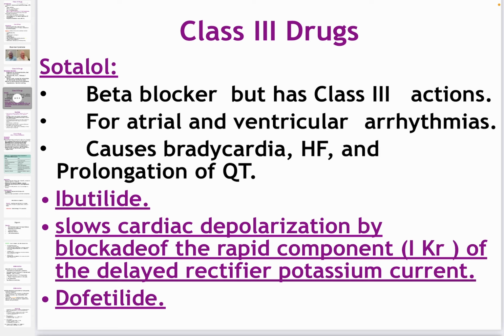Even though it's a beta blocker, we're going to talk about beta blockers being used for the treatment of heart failure, but because of its effect on conduction, slowing down or causing an AV block, we don't prefer to use it so much for the treatment of certain conditions of heart failure.